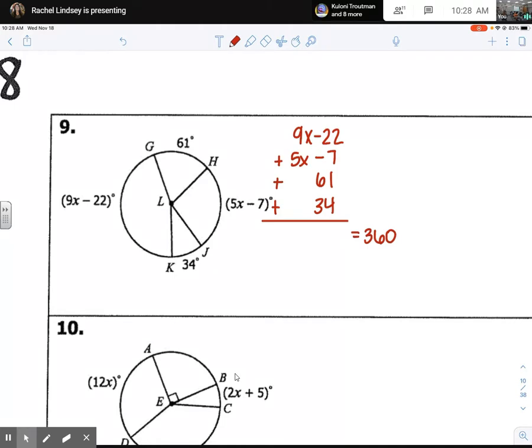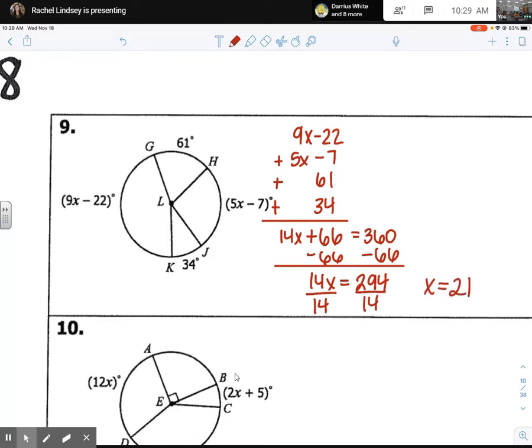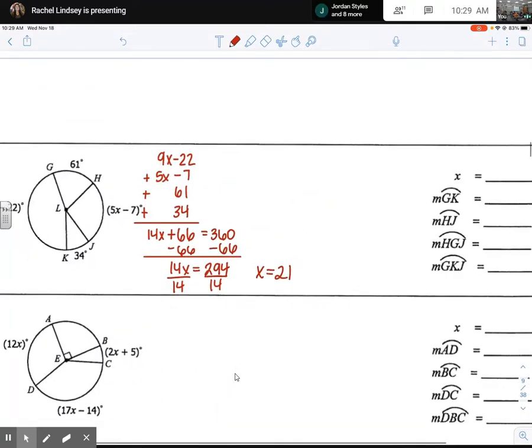Okay, so you'll have 14x. Add all those in that column up, you should get 66. Subtract 66 from both sides. You get 14x equals 294. Divide by 14. And x does equal 21. Okay. So x is 21.